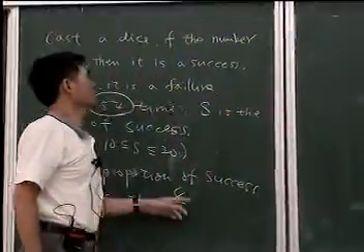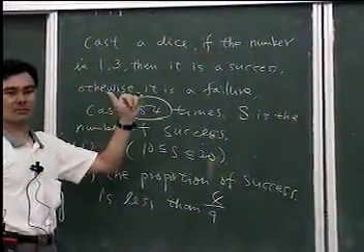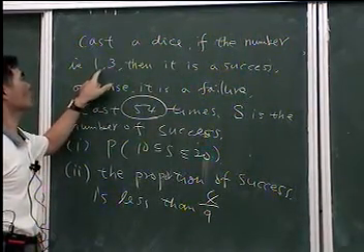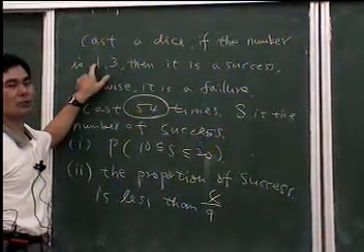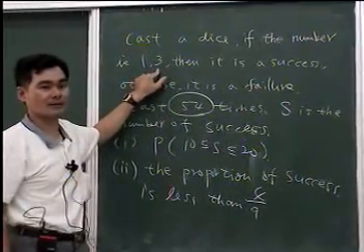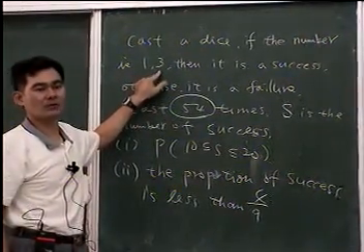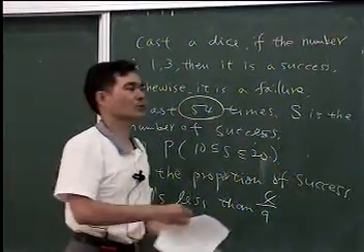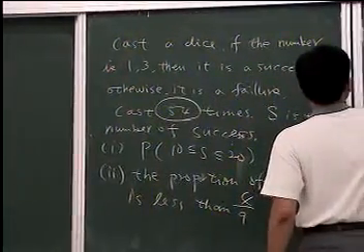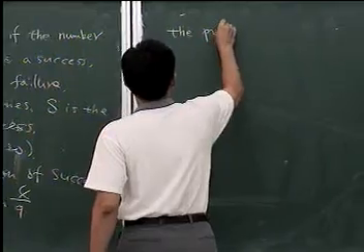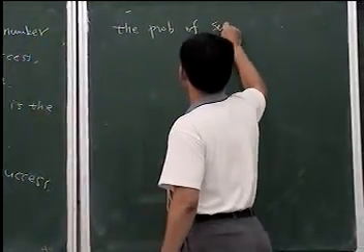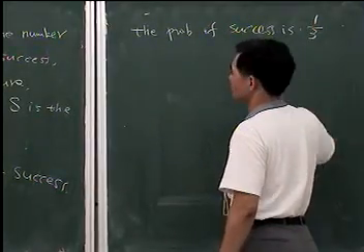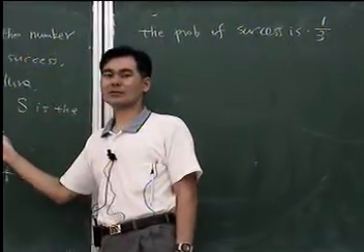As we know, if you cast a dice, you get 6 numbers: 1, 2, 3, 4, 5, 6. In this case, if it is 1 or 3, then we say it is a success. So what's the probability of success? It is equal to 1/3. Okay, so we got this done.